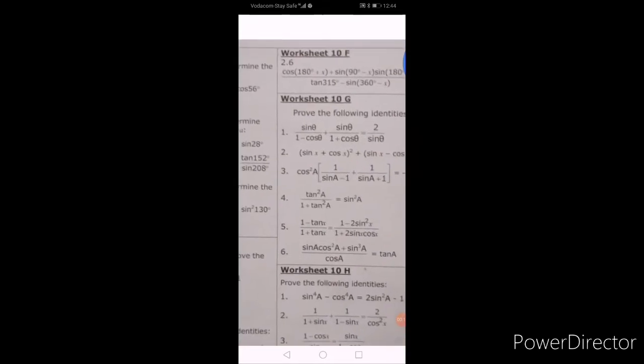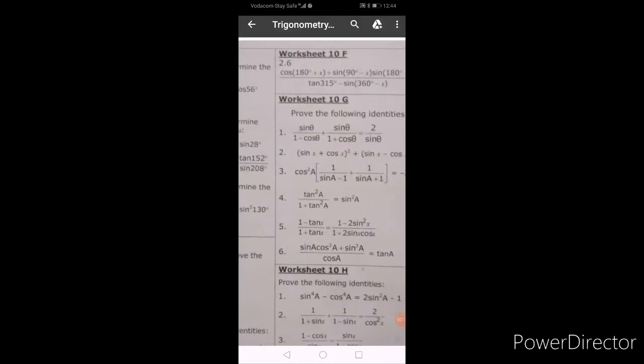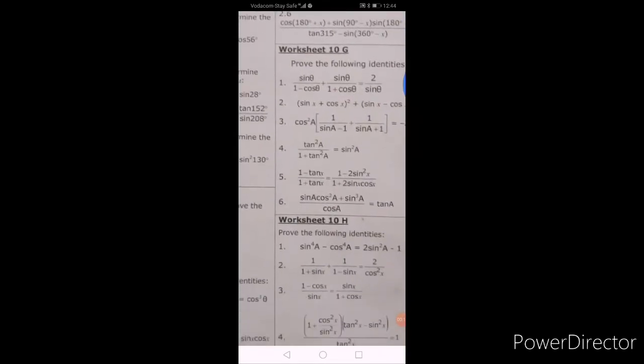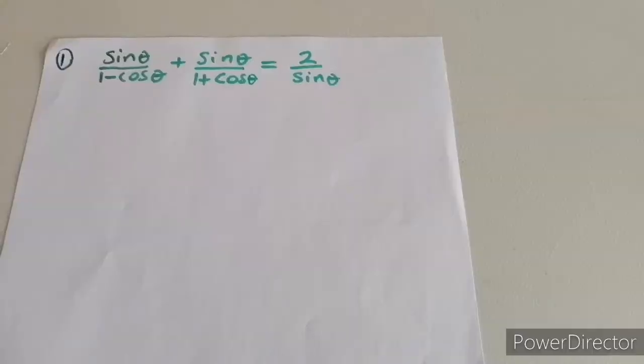Boys and girls, now let's do example number 2, homework number 3, worksheet 10G, proving identities. Let's do number 1 and number 5 as examples. Right, the first question: prove the following identity. Prove that the right hand side is equal to the left hand side.